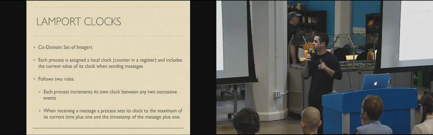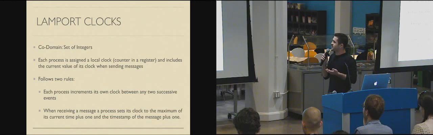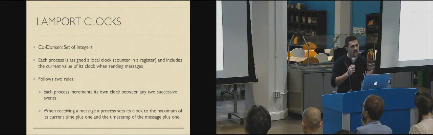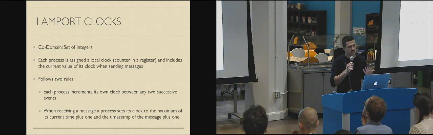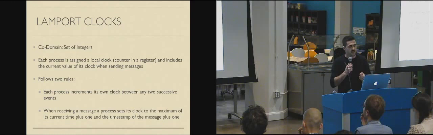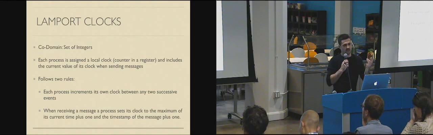He goes on to define some rules, which again are hopefully starting to sound like a familiar pattern. Each process has its own local clock. You can think about that like a variable or a counter. It increments it when it performs an event within the process, and it includes it when it sends a message. The other part is that when you receive a message, you update your clock using the following rule: you take the pairwise max of the message and your clock, and you add one to it.